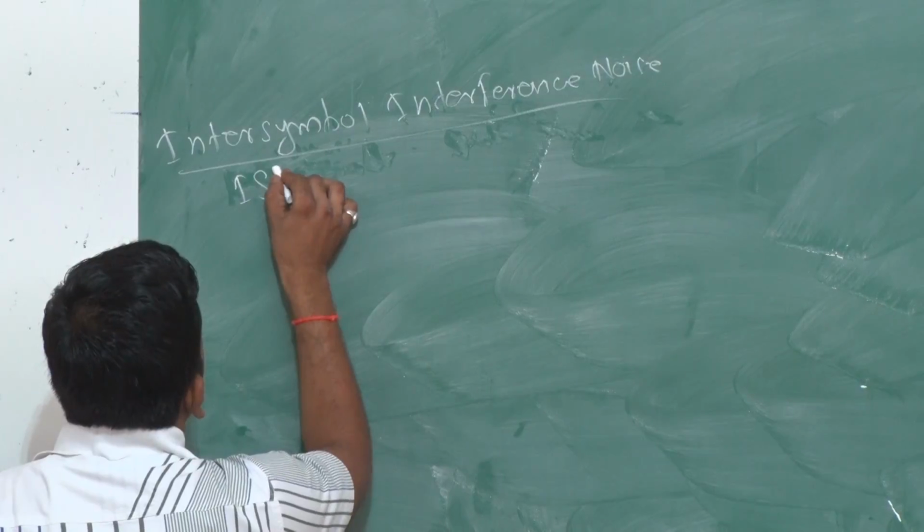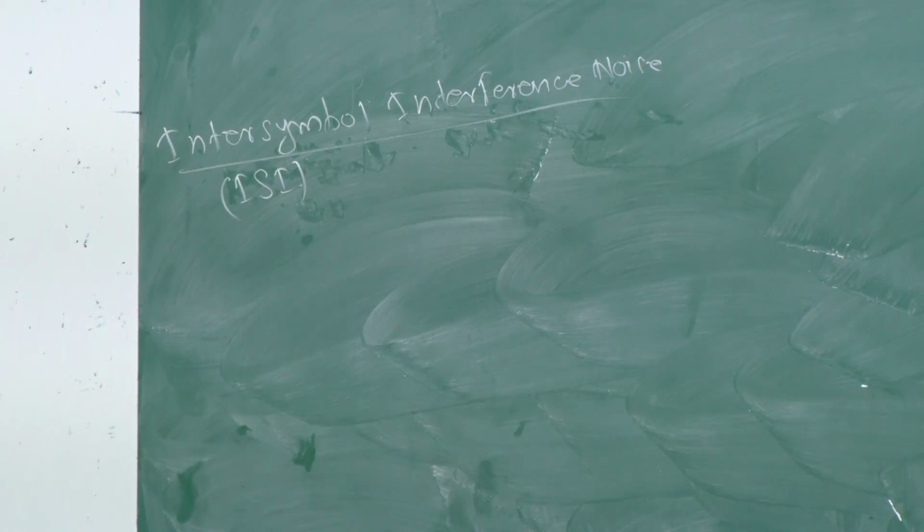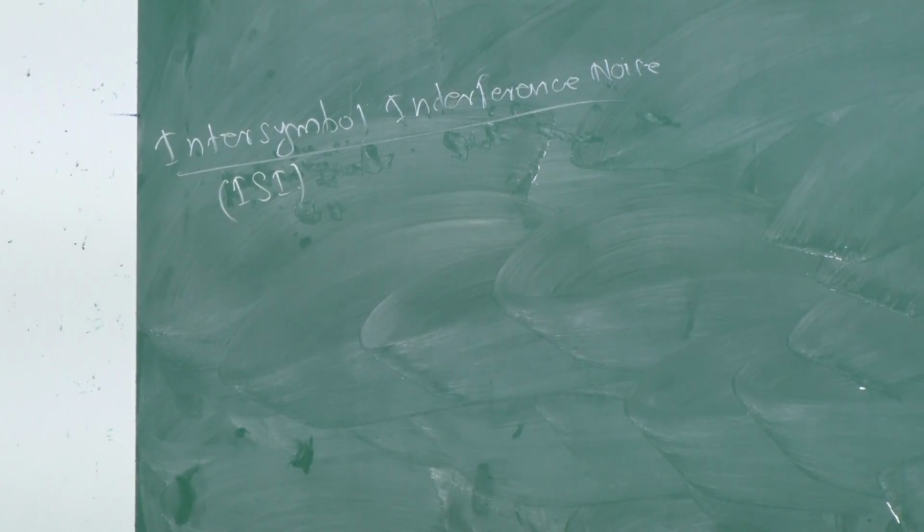Which is also called ISI noise, intersymbol interference noise. Write down: intersymbol interference noise, that is capital ISI, occurs when a pulse spreads out in such a way that it interferes with adjacent pulses at the same instant.